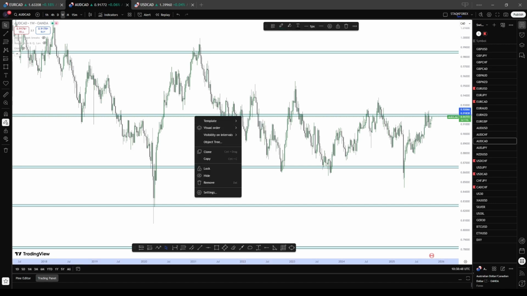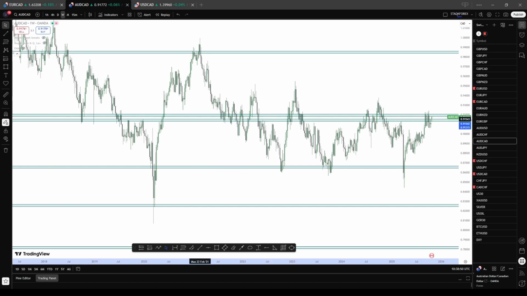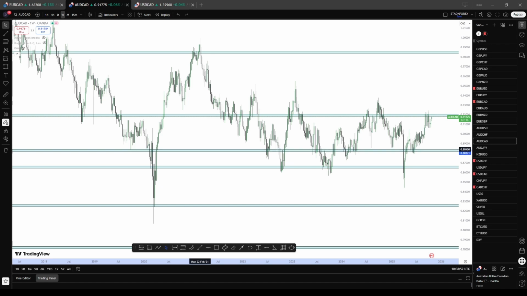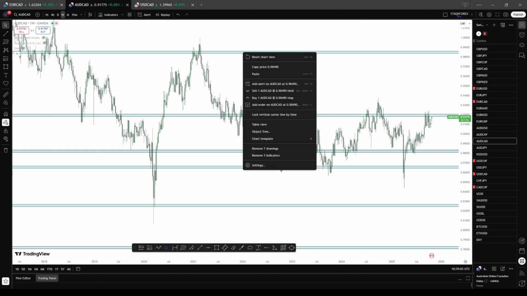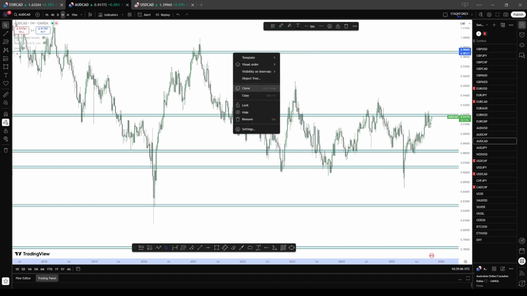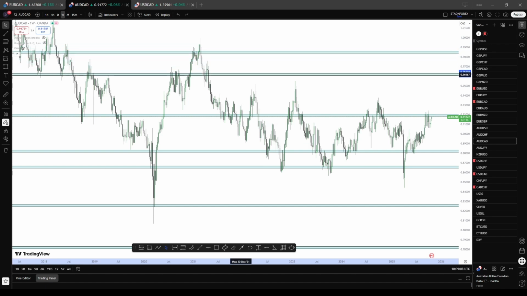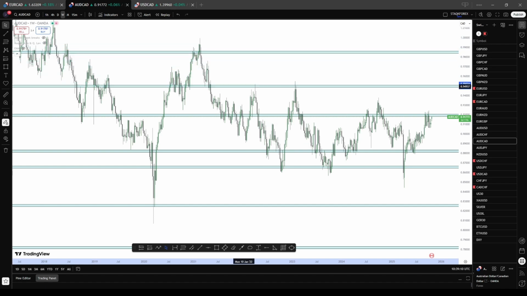So I will clone this. I have a resistance here. If you look, we have a touch here, a touch here, a touch here, a touch here, a touch here. Okay. Then the next one for me, I'll clone this. The next one will be this level. The reason why I'm taking this level is we have a touch, a touch, a touch. If you look back, we have one here, one here.